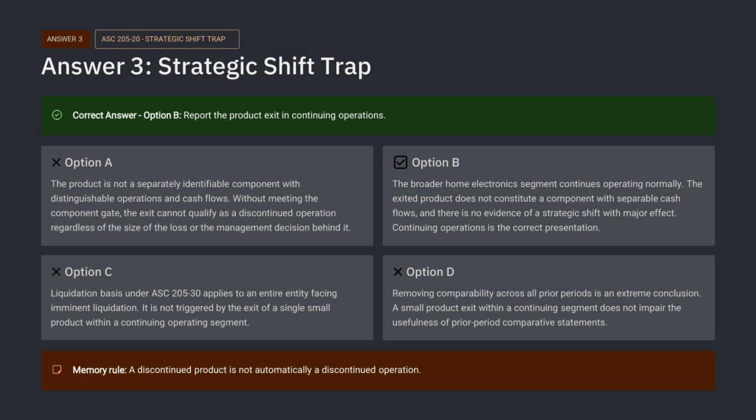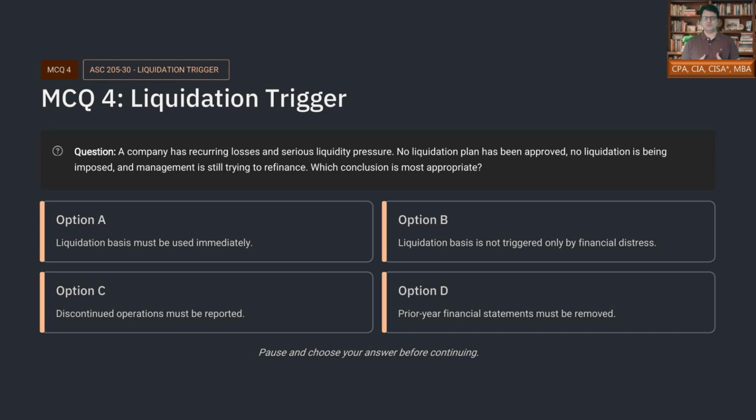The memory rule is important. A discontinued product is not automatically a discontinued operation. Accounting asks whether a qualifying component exited. MCQ 4 brings us to ASC 205-30.